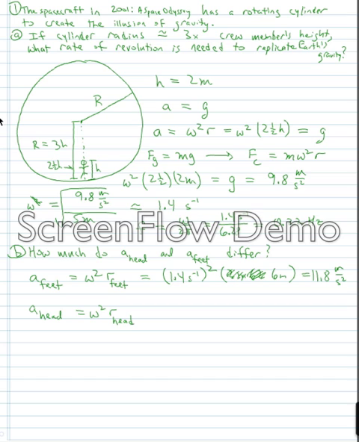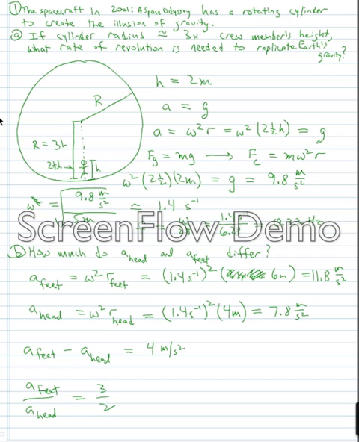head, in other words, the distance from the center of the cylinder to her head, which is, okay, omega is again 1.4 radians per second, so we square that, and then we multiply by 4 meters, which is the distance from the center of the cylinder to the top of her head, if she's 2 meters tall, and we get 7.8 meters per second squared. So now we have a feet minus a head equals 4 meters per second squared, or if you like, a feet divided by a head equals 3/2.